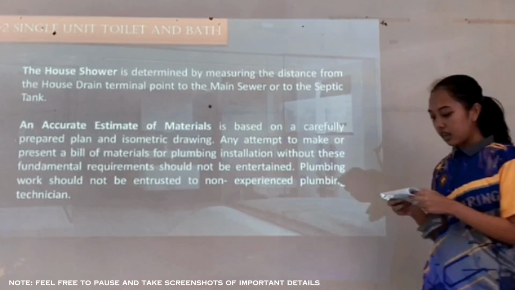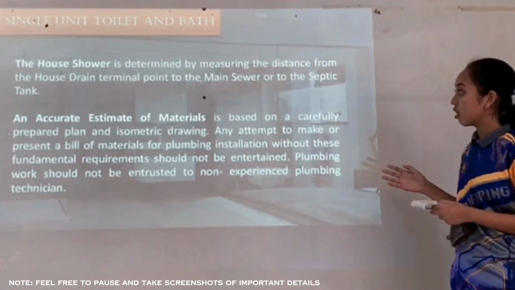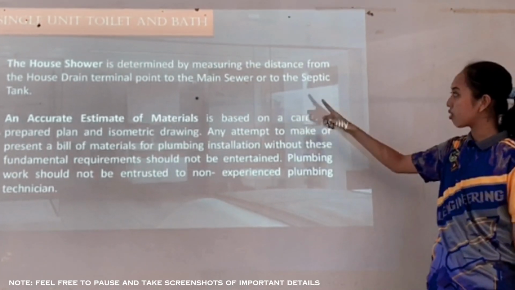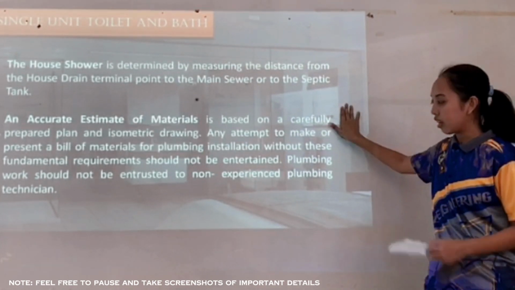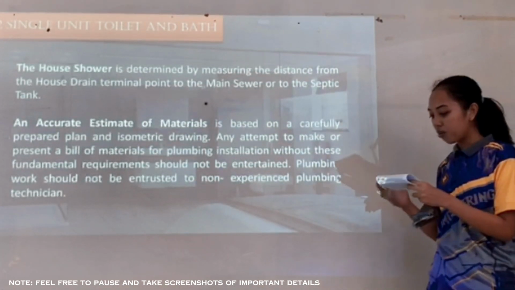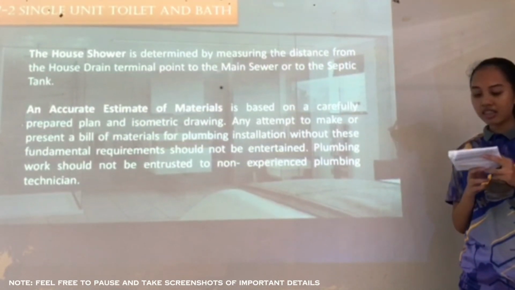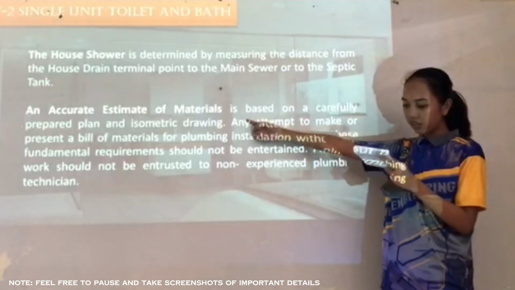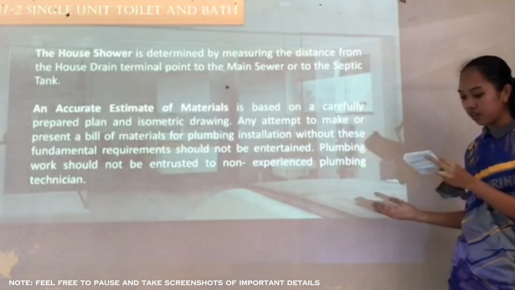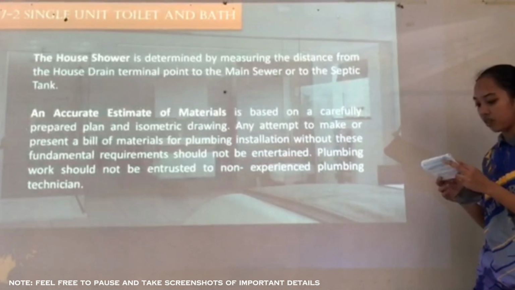So another important aspect to consider in this design is the placement of the house sewer. The house sewer is determined by measuring the distance from the house drain terminal point to the main sewer or to the septic tank. Ensuring a proper positioning and connection of the house sewer is crucial for the efficient functioning of the entire system. This is why an accurate estimate of materials is so important, as it needs to account for the specific requirements for the sewer's location and integration with the rest of the plumbing components.